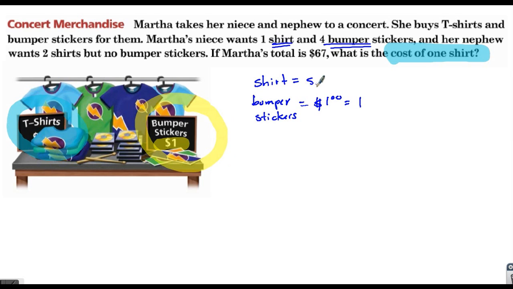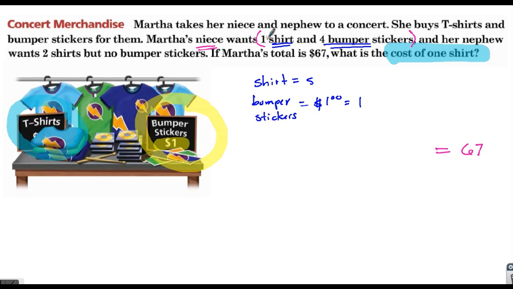Okay, so Martha just spent $67 in total between her niece and nephew. So if I write an equation, that means in total she spent 67. So our equation is going to eventually equal 67 because that was the amount that she spent. Now let's look at her niece. Her niece purchased 1 shirt and 4 bumper stickers, and bumper stickers are $1, so really she spent $4 here. So for her niece, we're going to say it's 1 shirt, or S, plus 4 bumper stickers, or the value of 4.